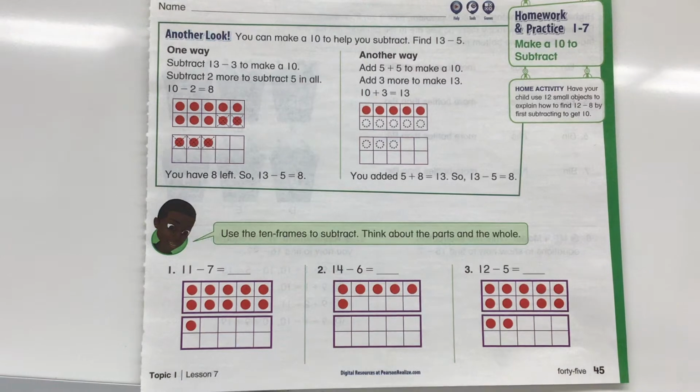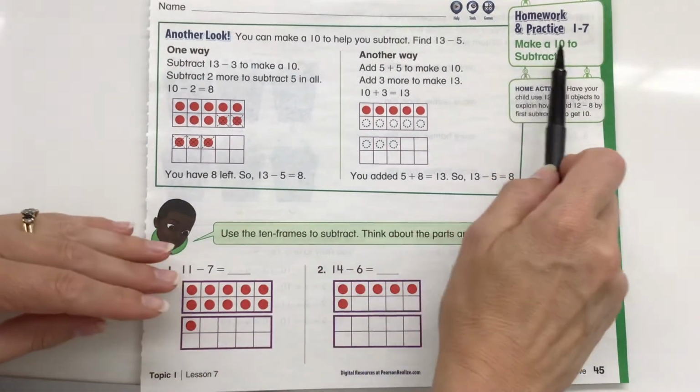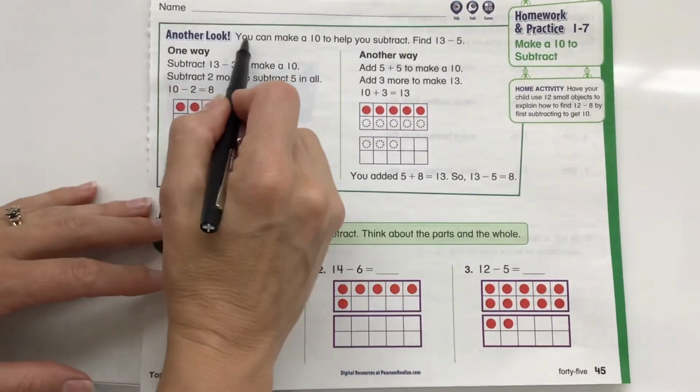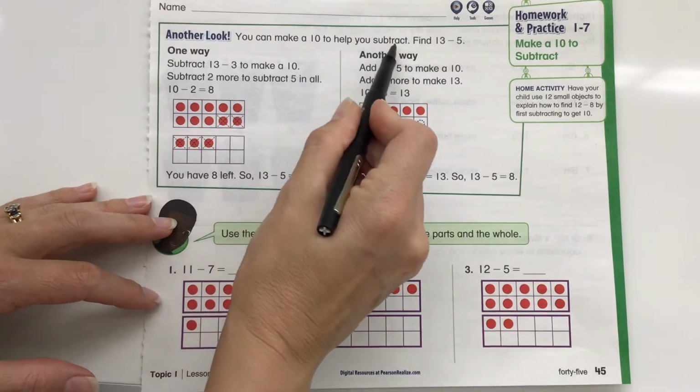All right, this is second grade math homework and practice for 1-7. Again, we're making groups of 10 to help us subtract. So we're making 10 to subtract. So here's another look. This is just a review from our lesson. You can make a 10 to help you subtract.